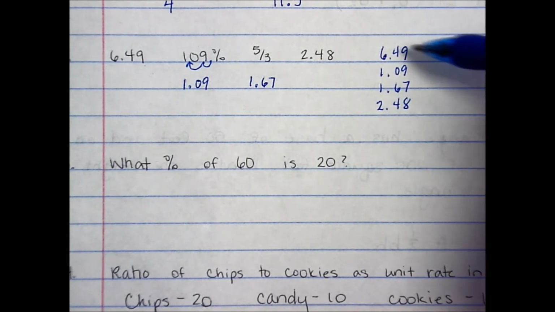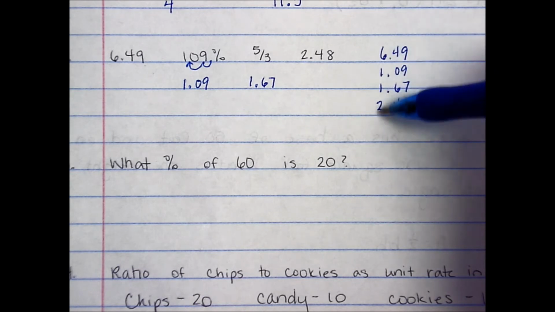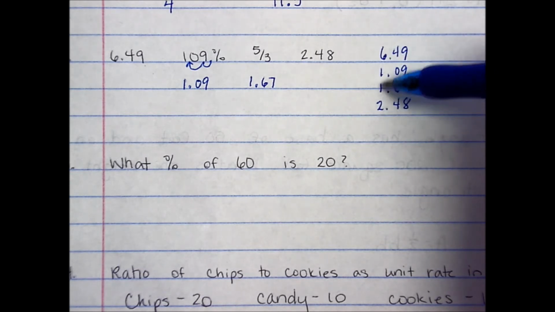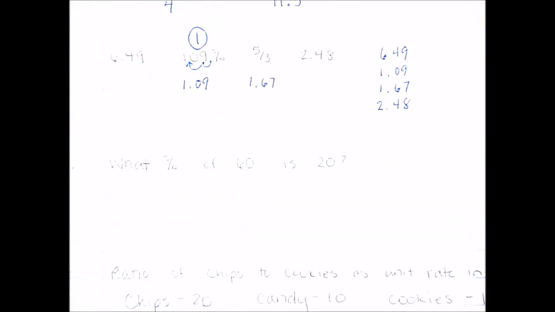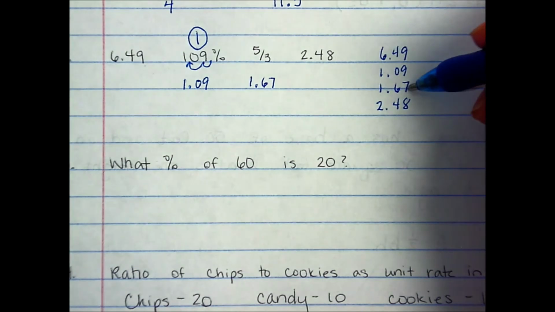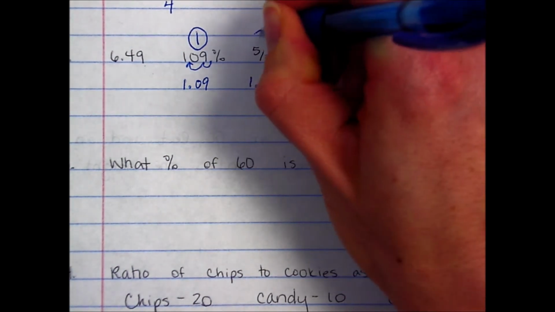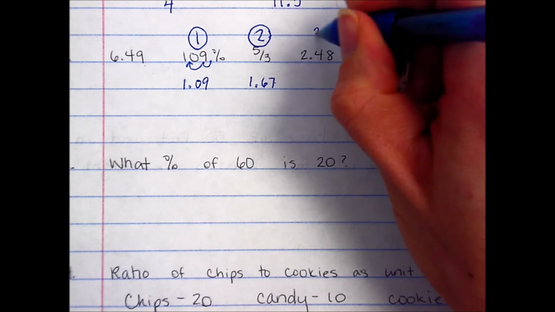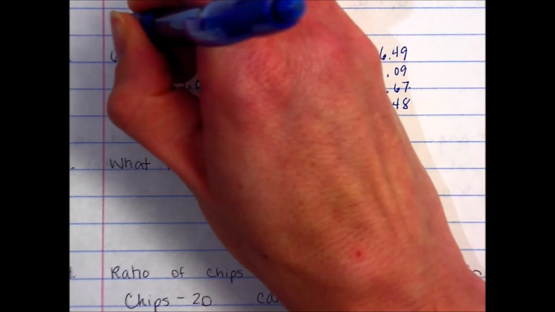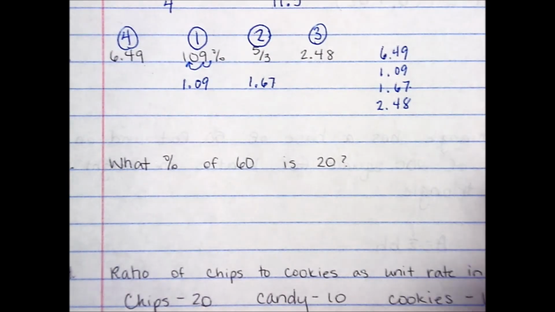So now I can look here, and I'm looking for the least. The 1s are the smallest, so then I go to the next column. The 0 is smaller than the 6. So this is the smallest, that's number 1. And then 1.67 will be next. So this one is next. All right, and then 2.48 is third, and 6.49 is the largest.